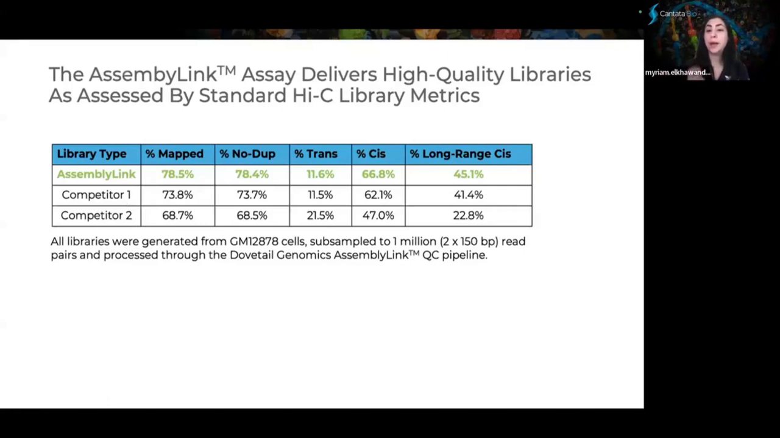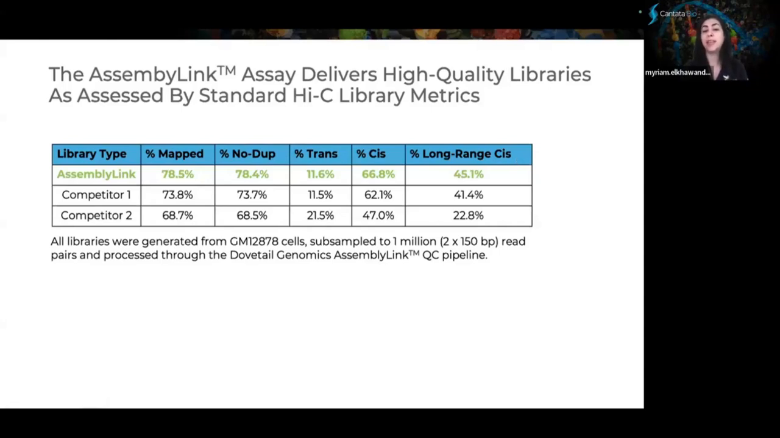The libraries were downsampled to 1 million read pairs and were processed through standard tools that are used in the field to process Hi-C data, namely BWA aligner and pairtools. And what we're looking at is the standard QC metrics for Hi-C libraries, which is the percentage of mapped read pairs, percentage of no-dup, percentage of trans and cis, and the percentage of long-range cis read pairs.